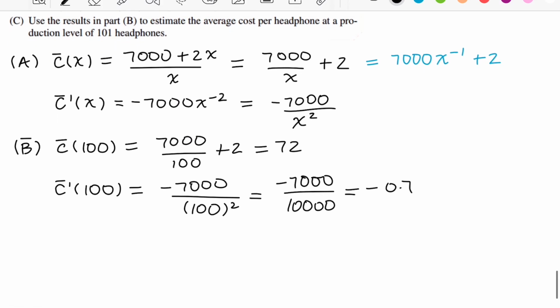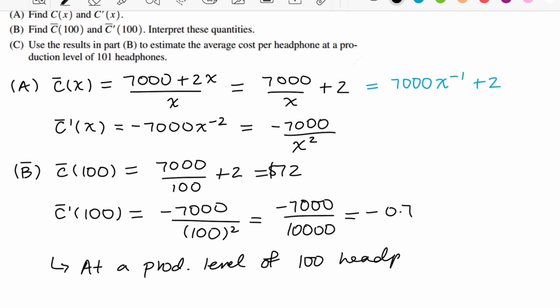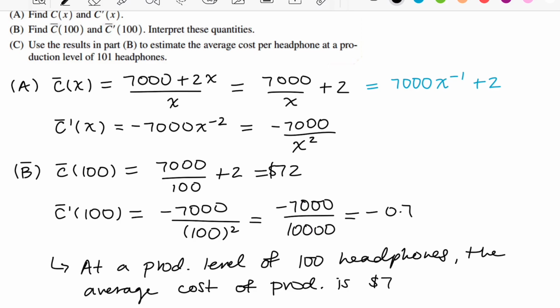Now interpreting these values, I'll write down a little blurb here. So we see that at a production level of 100 headphones, the average cost of production is going to be $72. Okay? So at a production level of 100 headphones, the average cost of production is going to be $72.